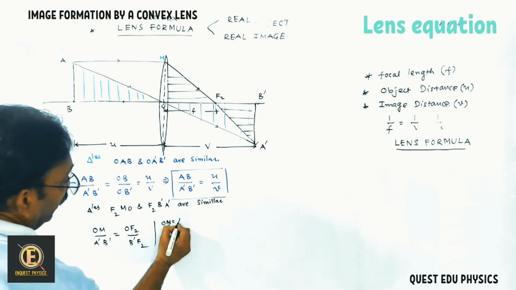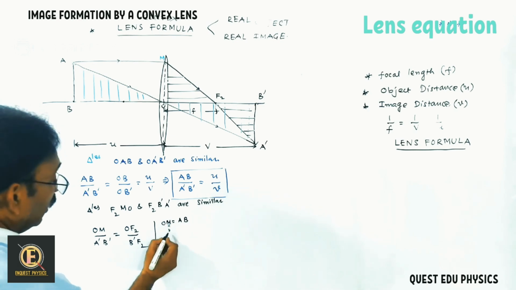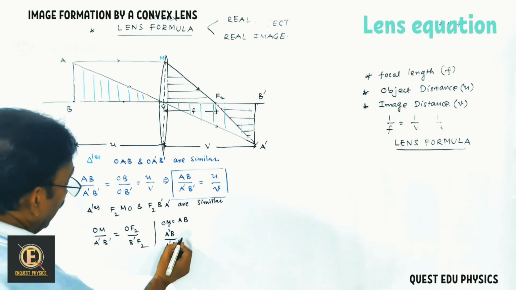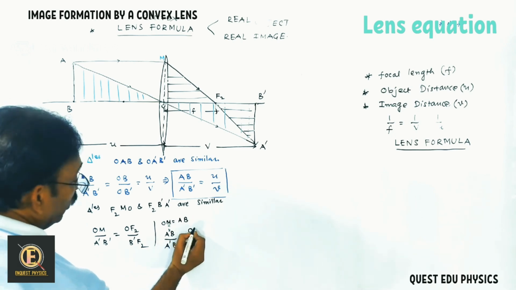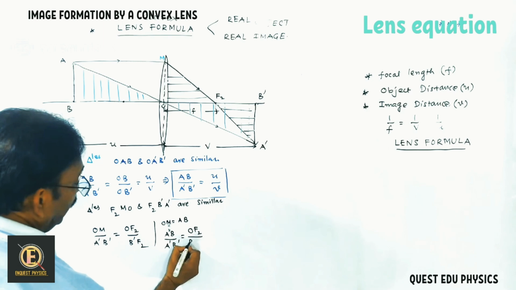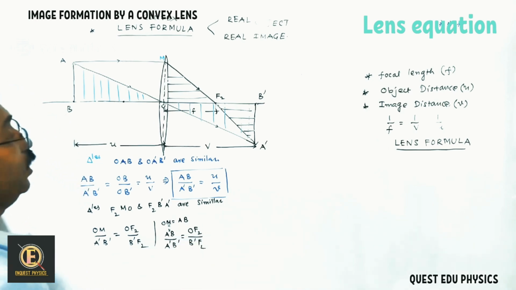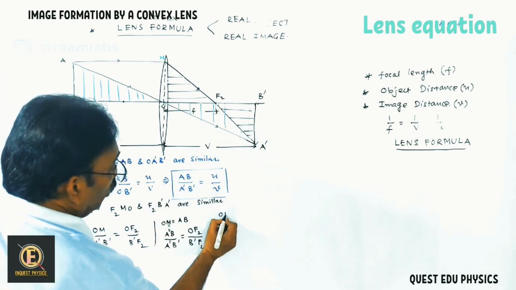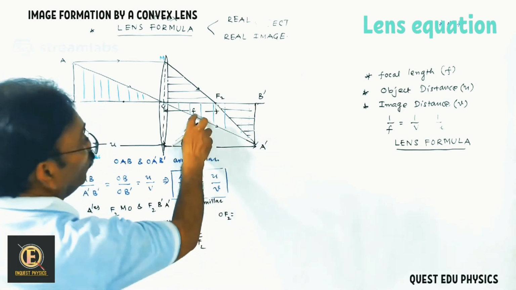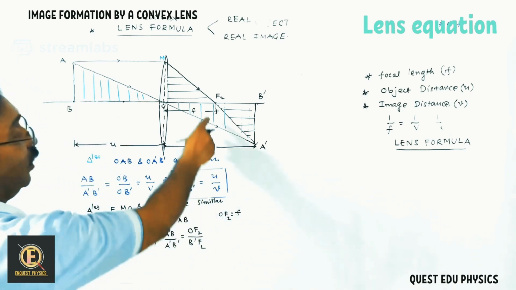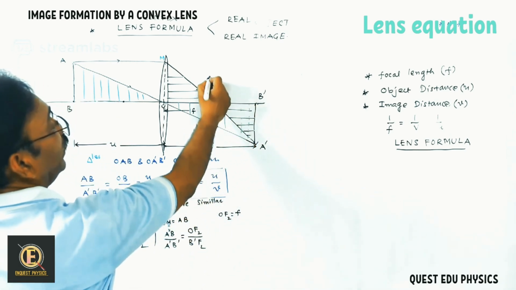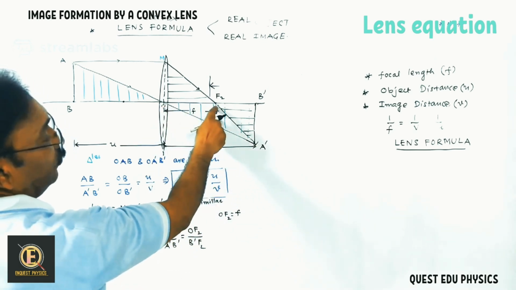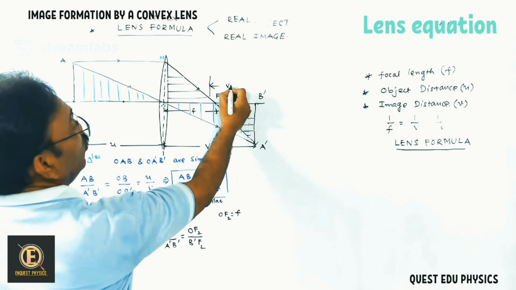Here you know that OF2 is equal to the focal length F, but we don't know the value of B dash F2. Then we can find it like this. The total distance is V and this part is F. Then it can be written as V minus F. Getting me, students? It is the distance V, and from here to here it is F. The remaining distance is V minus F. I am putting that value: B dash F2 as V minus F.